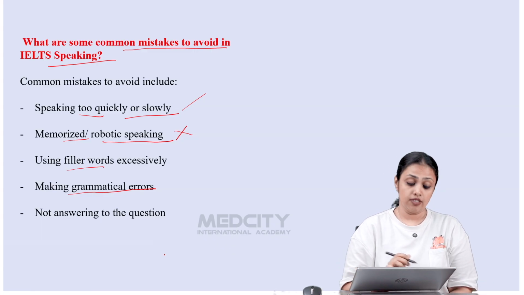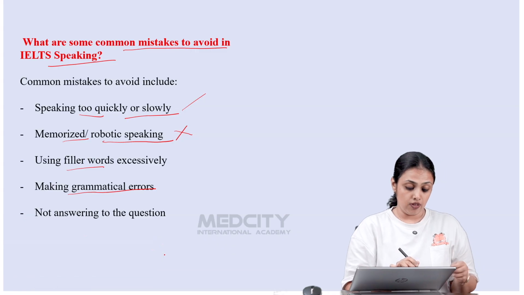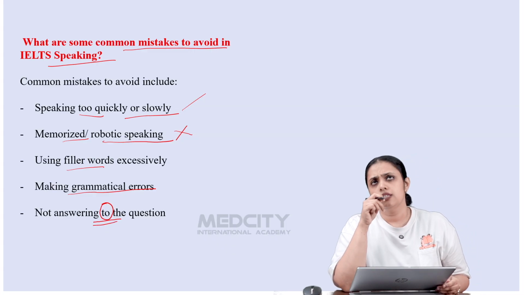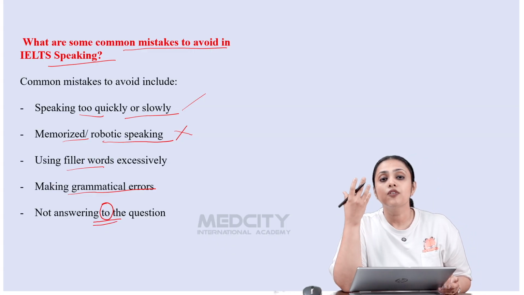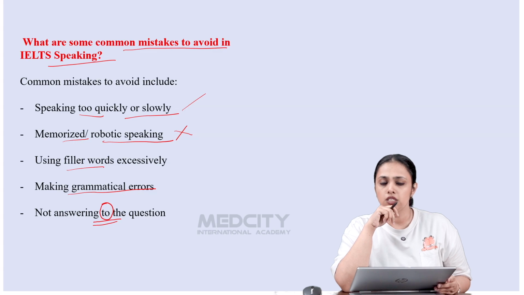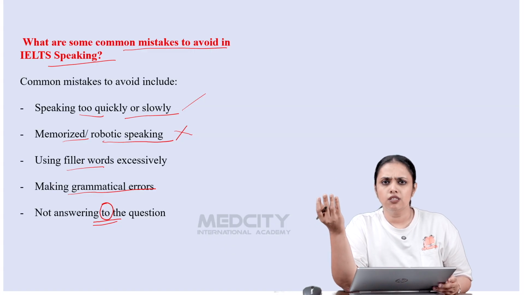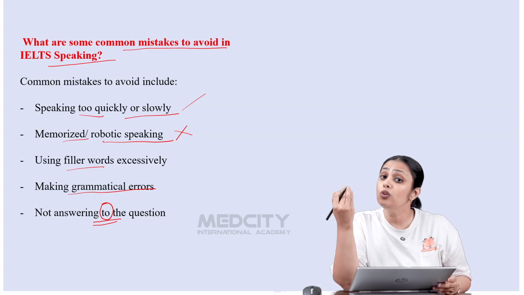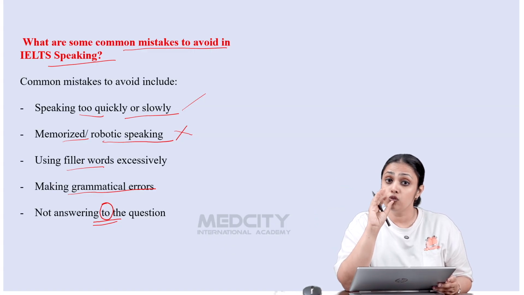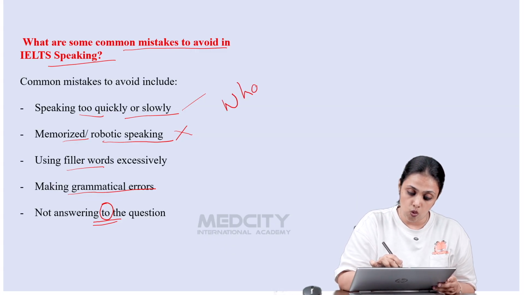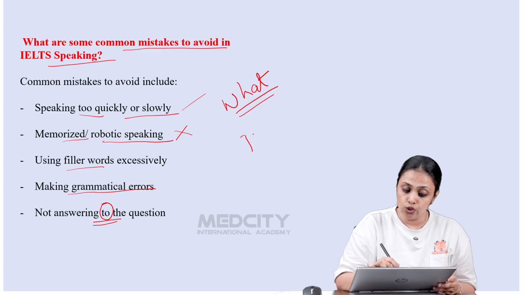Then another thing that you should be careful about is to answer the question. Sometimes students don't answer the question. For instance, if the question is, what kinds of things do you like sharing with others? And you start off by saying, yes, of course, I love sharing things with others. Now, the question was not, do you like sharing things with others? The question was, what kind of things you like sharing with others? What? Not do you.